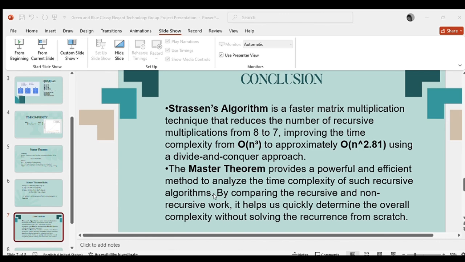Next is the master theorem. The master theorem provides an efficient way to analyze problems to find their time complexity when they consist of both recursive and non-recursive parts. It helps us find the time complexity without solving the recurrence, and it becomes easy for all of us to find the time complexity of any problem using the master theorem's formula.